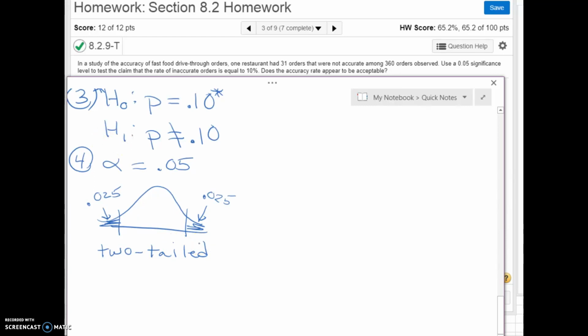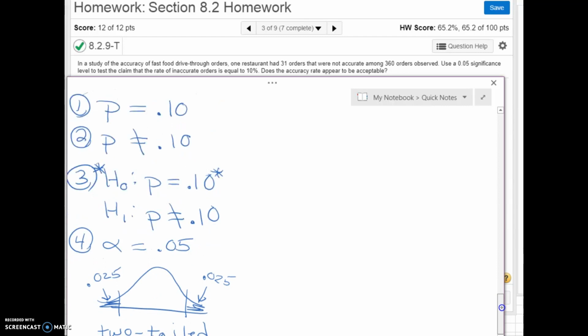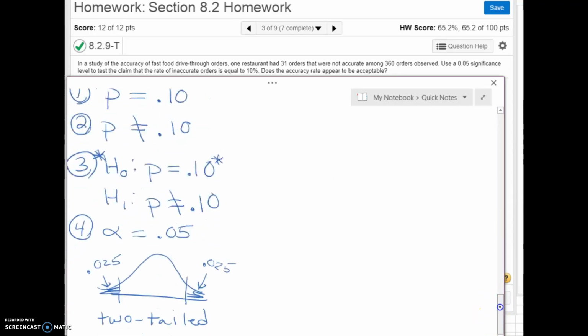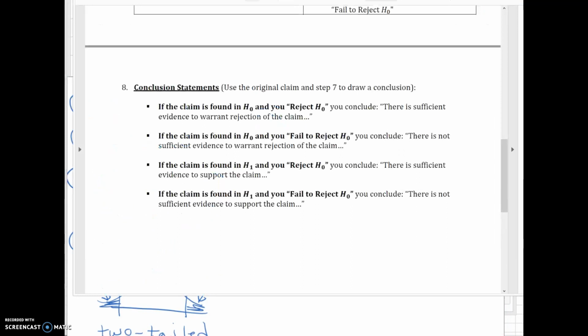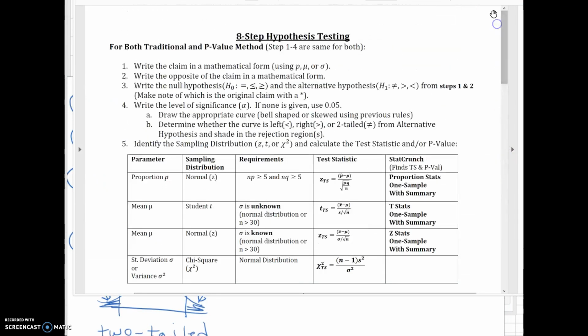Now once I have that, I'm going to go to step 5. Step 5 is where you find your test statistic, and if you use StatCrunch, you can also find your p-value. That is on your formula sheet. We've done steps 1, 2, 3, and 4. We're on step 5. We're using a proportion. So you could use this formula or StatCrunch. If you use the formula, you would have to find p hat in this case, which is x divided by n.